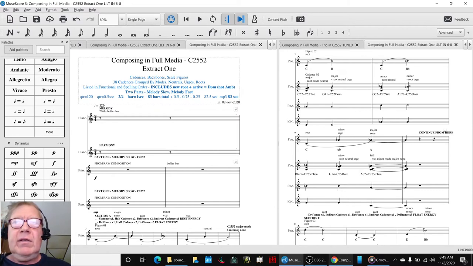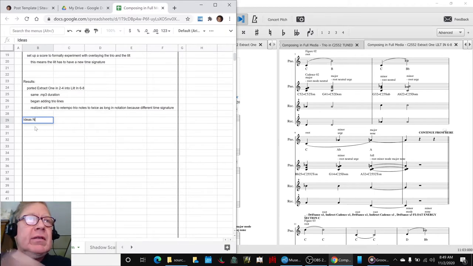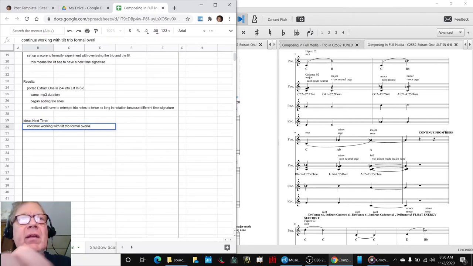So that ends today's stream. Ideas for next time are to obviously continue working with this. Continue with working with the Tilt Trio formal overlay and just see what kind of ideas we get from it.